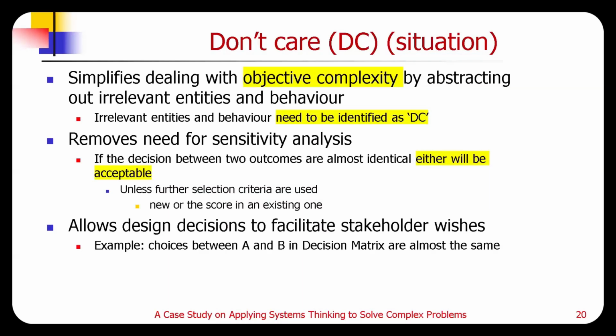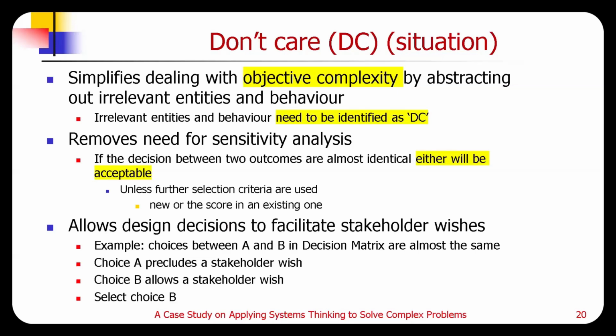For example, we have choices between A and B in a decision matrix, and they're almost the same. Choice A precludes a stakeholder wish. Choice B allows a stakeholder wish. All else being equal, we select choice B. Why not? We can end up with a happier stakeholder.